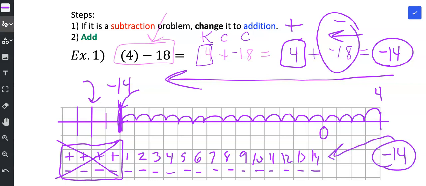And this is my integer chip method, and this is my number line method. You do not have to use both of these methods. At this point, you can choose which method works best for you and just use that method.